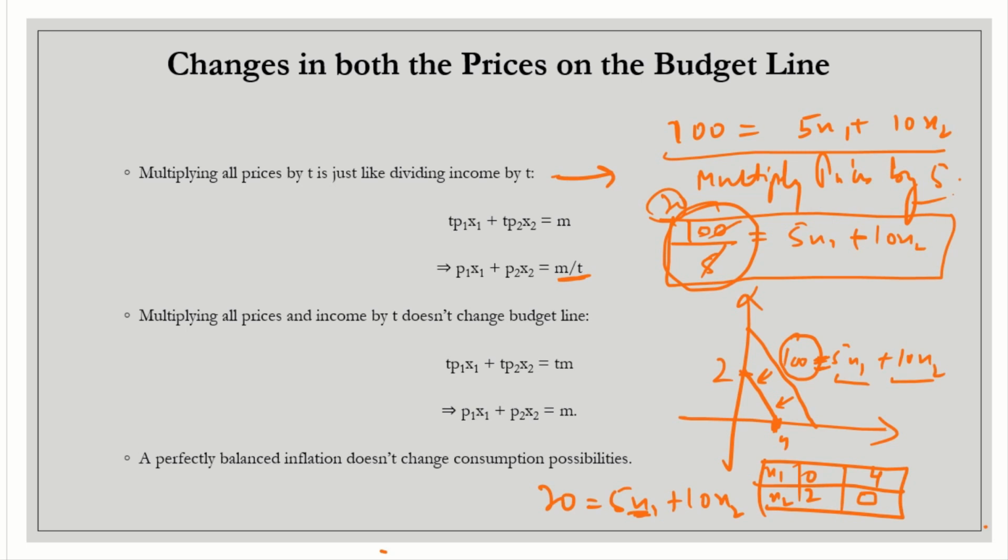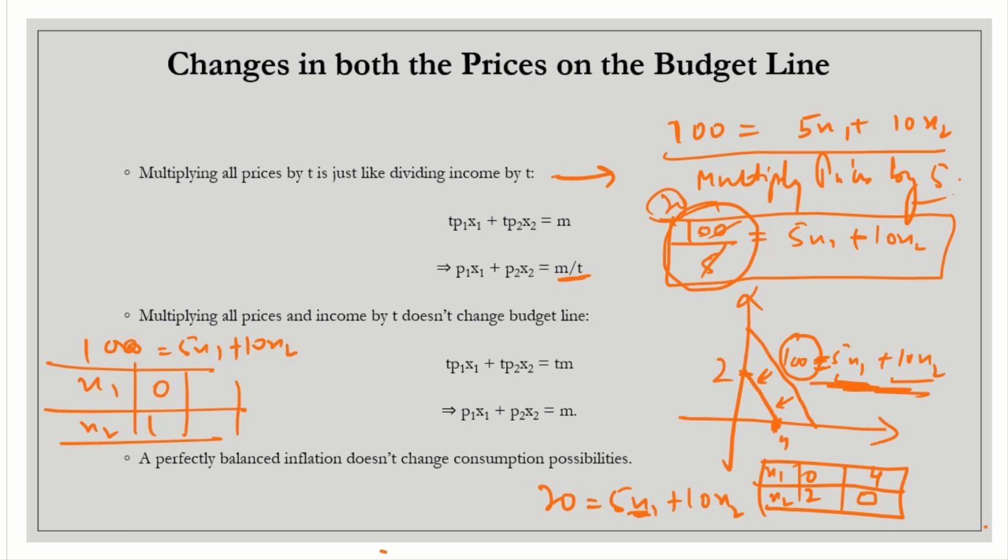Now initially, if you observe for this equation, what would you have? 100 is equal to 5x1 plus 10x2. So if I solve for both x1 and x2, for x1 equals 0, x2 was 10, and for x2 equals 0, I was getting x1 equals 20, right? So 0, 20 was the first coordinate. This was around 10 and this was around 20. So obviously now there is a shift backward, right?